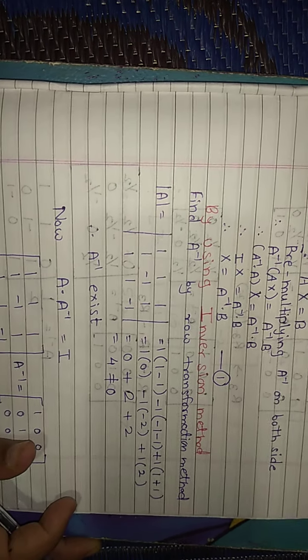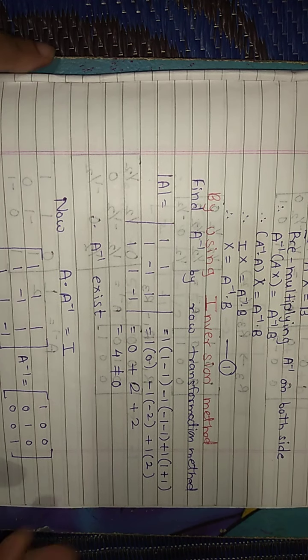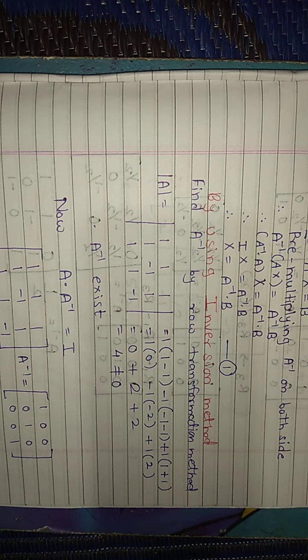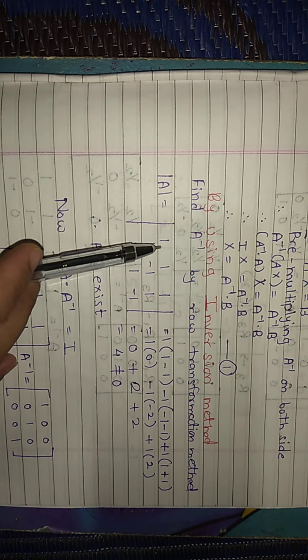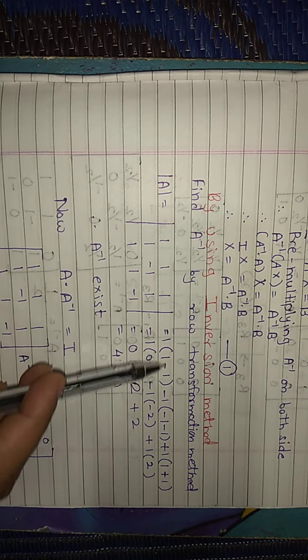So by using the inversion method, again we have to solve this sum. So we have to first calculate the determinant value to find out the A inverse by using row transformation. Otherwise you can use the adjoint method also. So value of the determinant, first we check 1 into minus 1 into minus 1, 1 minus 1.